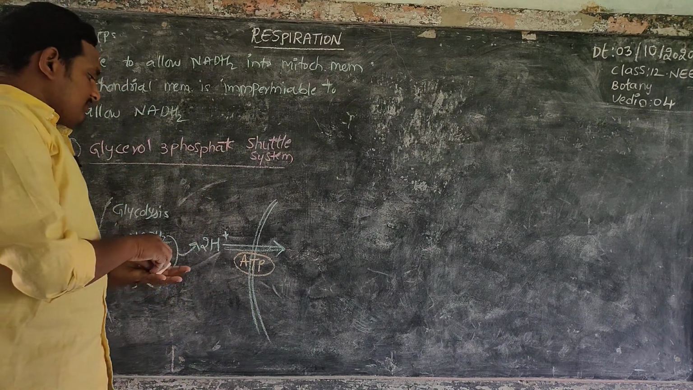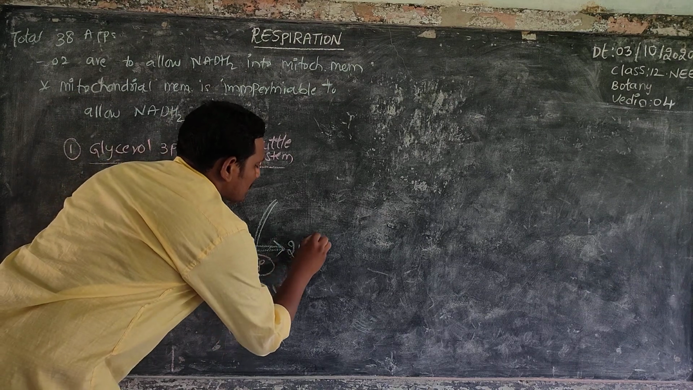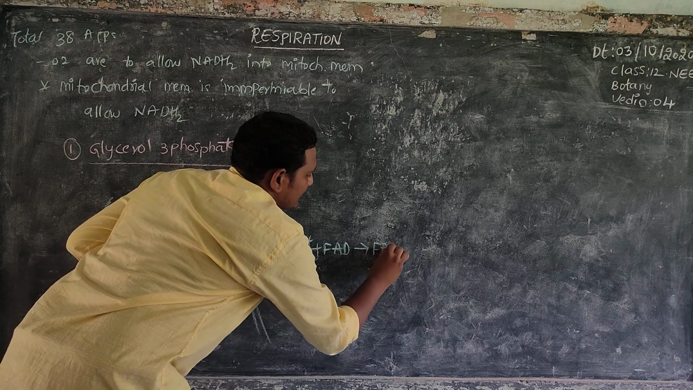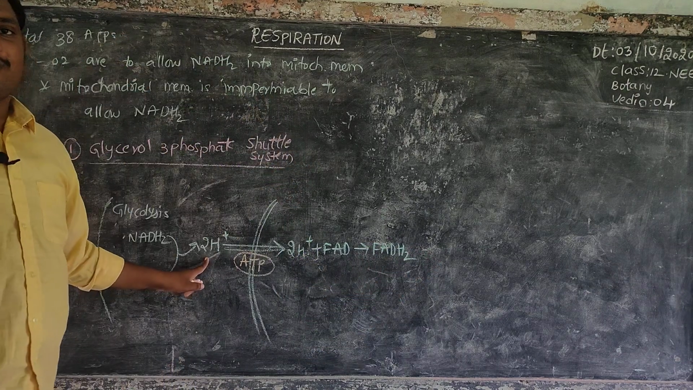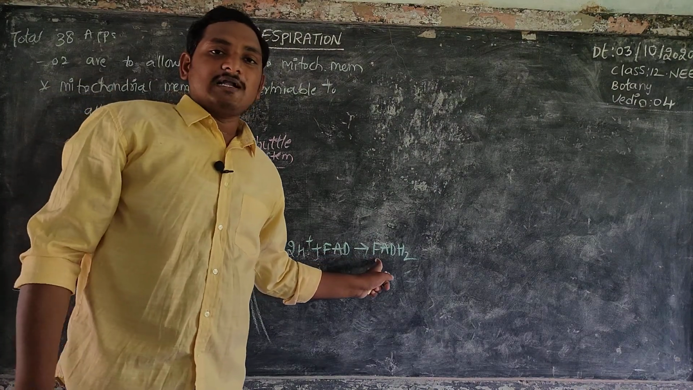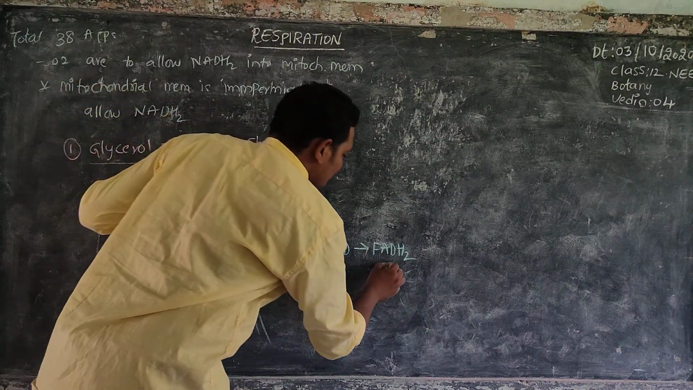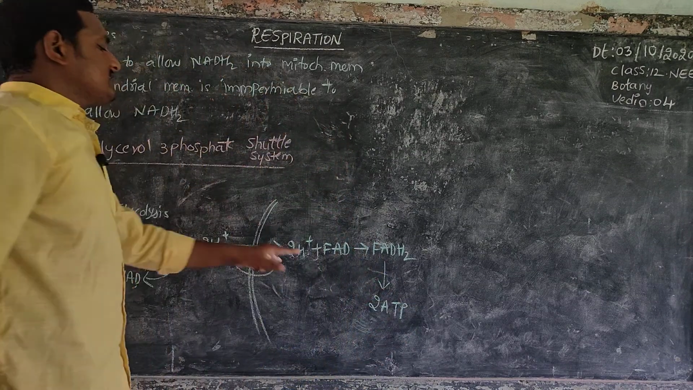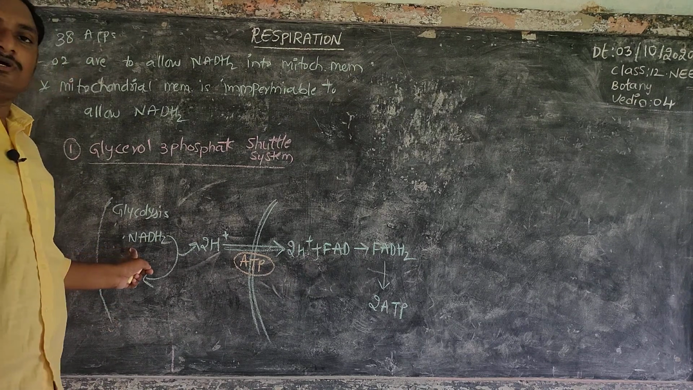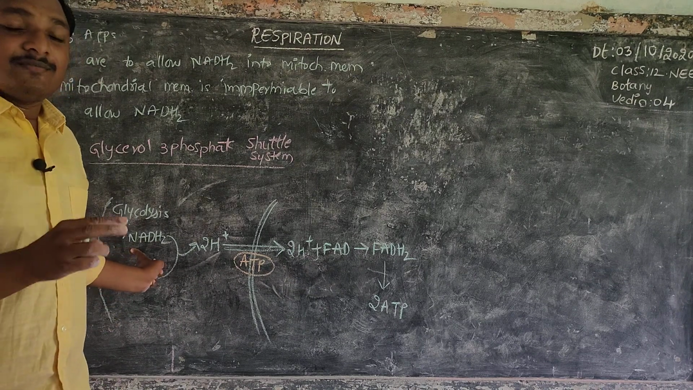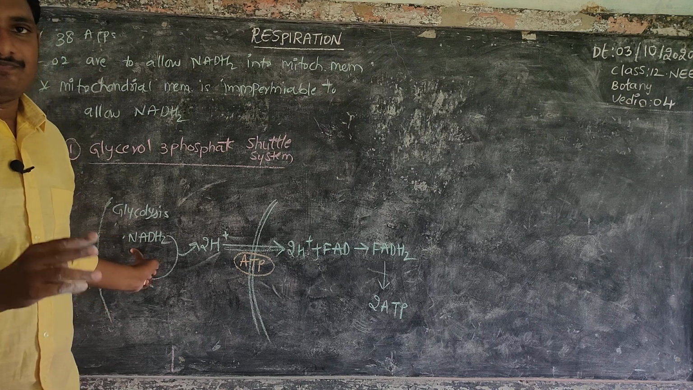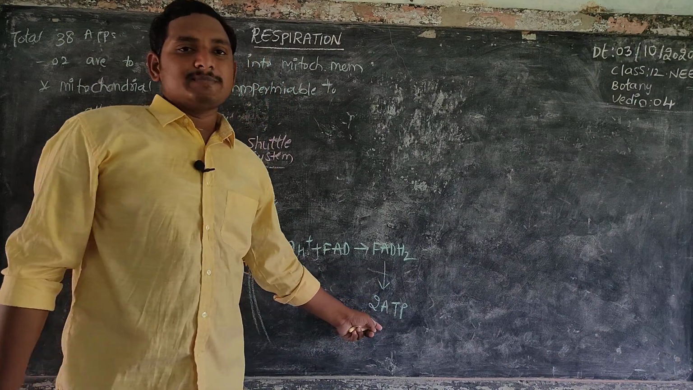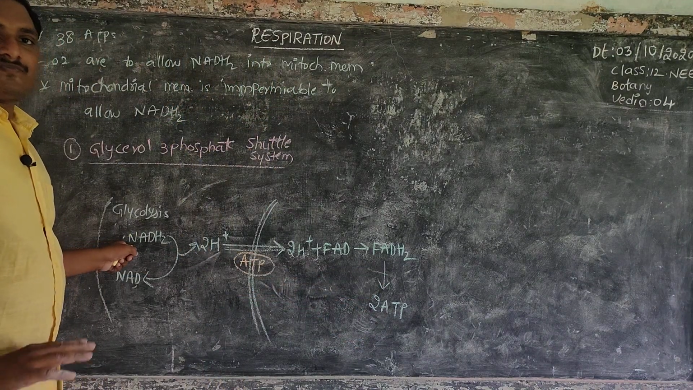Then this pair of protons combines with FAD to form FADH2. FADH2 ultimately gives us only 2 ATPs. So these 2 ATPs are not balanced to NADH2. It means every time NADH2 gives us 3 ATPs, but FADH2 gives us 2 ATPs. It is not satisfied.